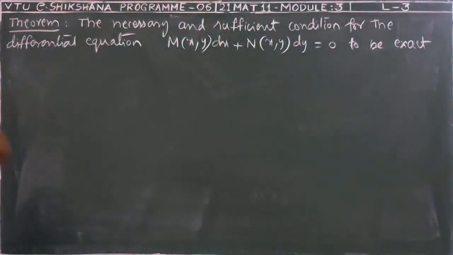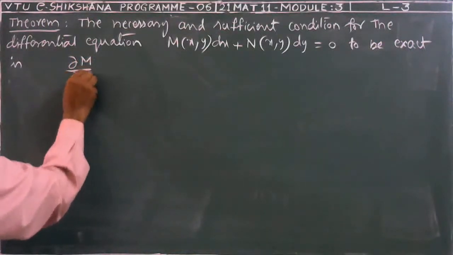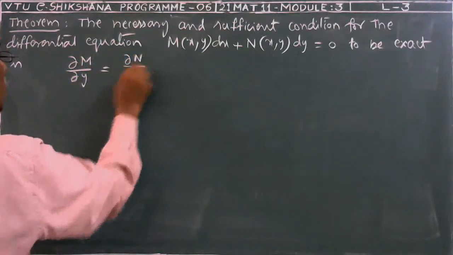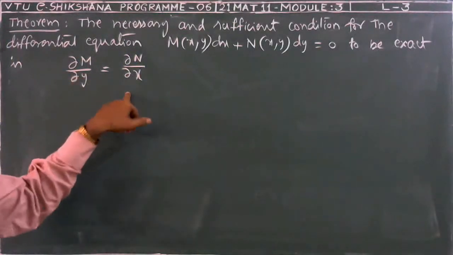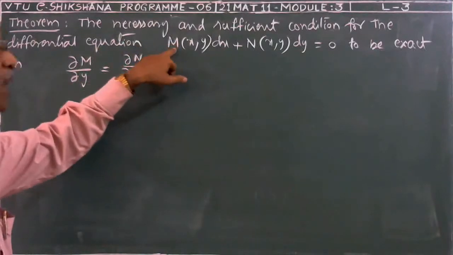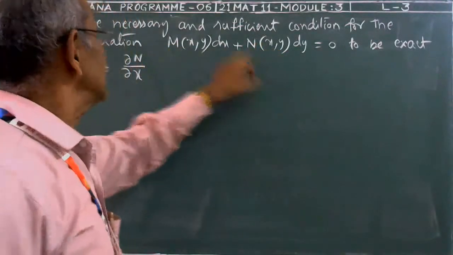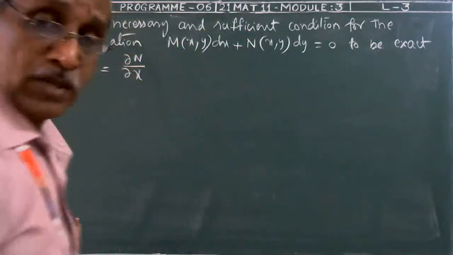to be exact is: partial derivative of M with respect to y should be equal to partial derivative of N with respect to x. And if this balances, partial derivative of M with respect to y is equal to partial derivative of N with respect to x, then this differential equation is an exact differential equation.